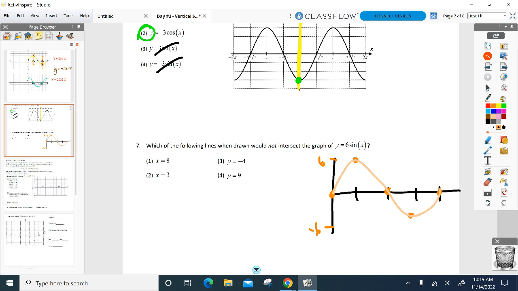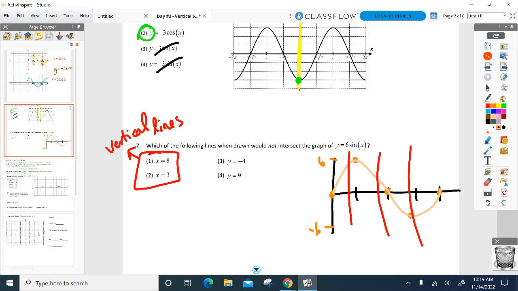Which one of these 4 is not going to intersect? Well, I'm going to eliminate these 2 right here, and you may not know why. Anytime it's x equals, these are vertical lines. And look, anytime I throw a vertical, I don't care where it is, it's always going to hit, even if it's out here. Why? It starts repeating again. So any vertical line is always going to hit, so they're out.